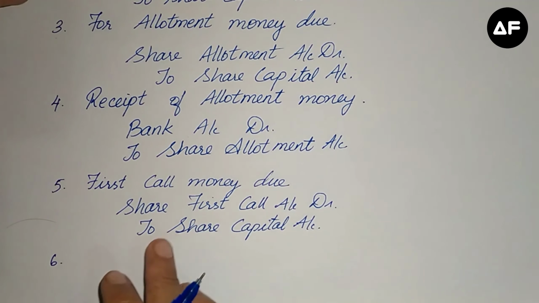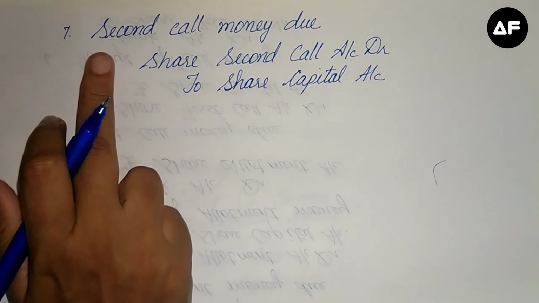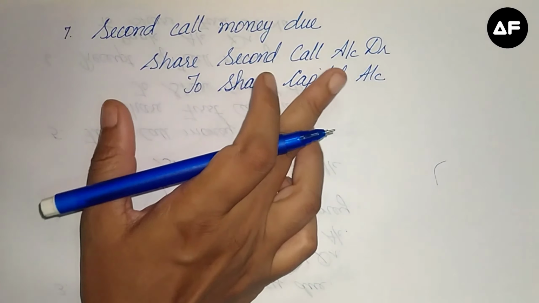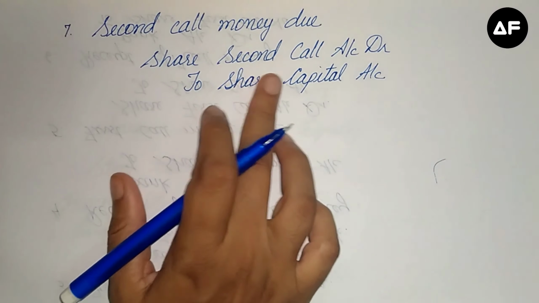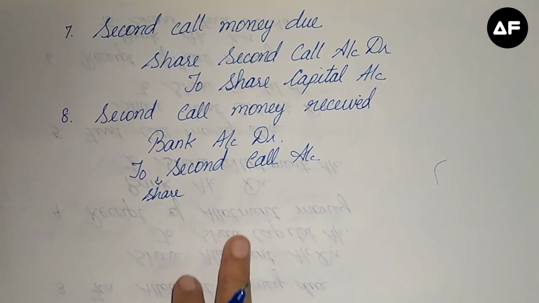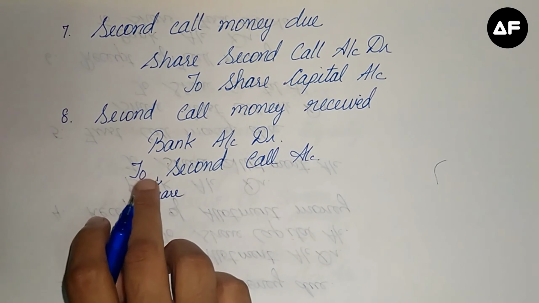Now the next is going to be receipt of the call money. So the investor goes and pays the first call after being called for. So bank account debit to share first call. Next is your second call. So next they are going to call for the next set of installments. So it's going to be second call money due. So after they call, it is still due, you have not paid your second call. So share second call account debit to share capital. Next you are going to pay your second call. So next is your second call being received. So when you are receiving, it's going to be bank account debit to share second call.